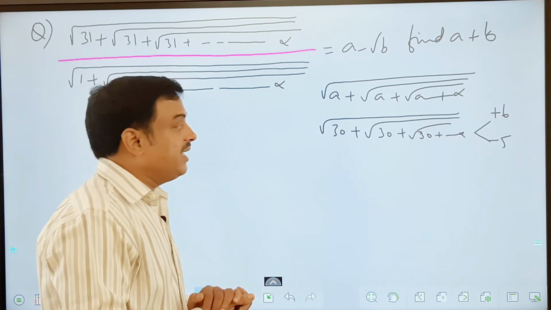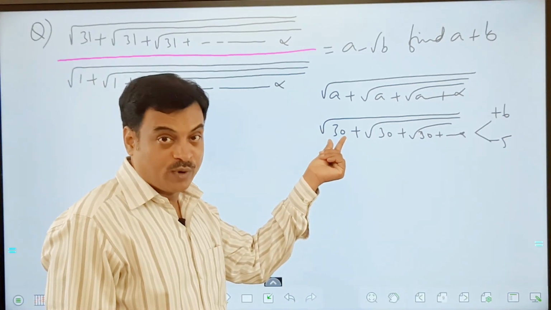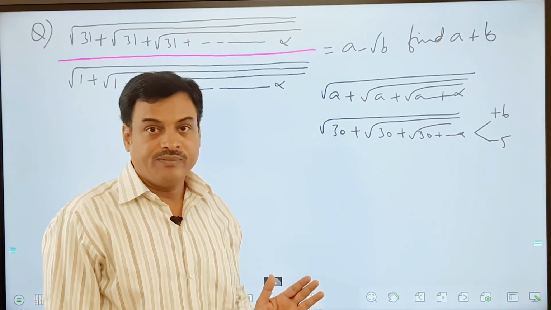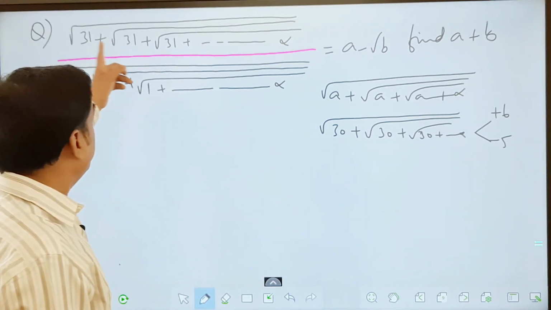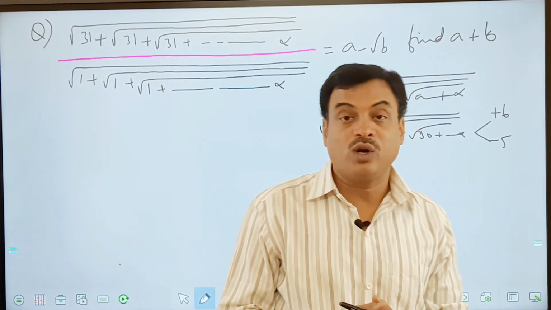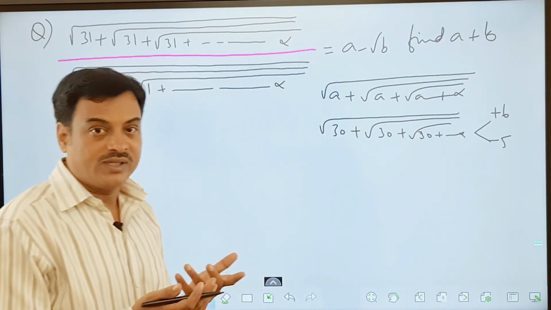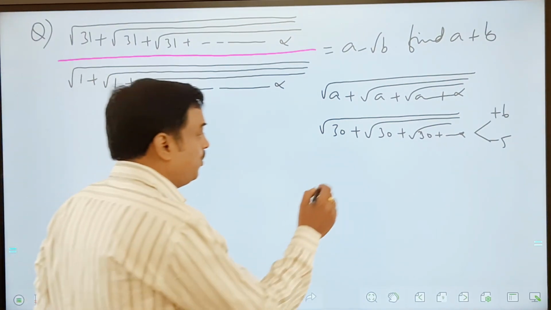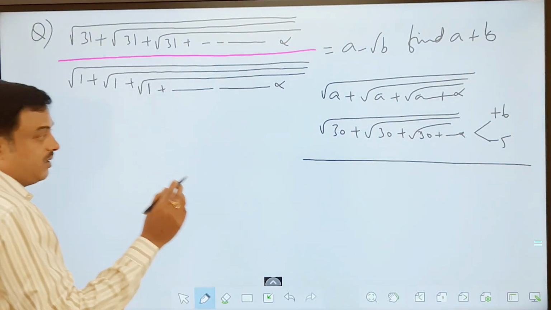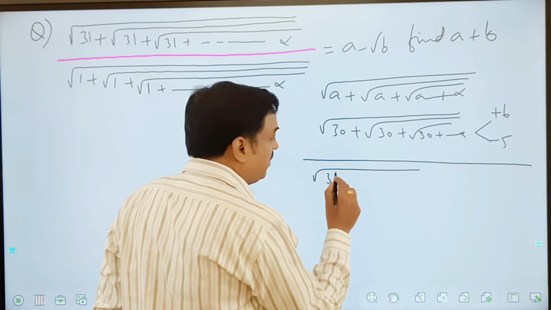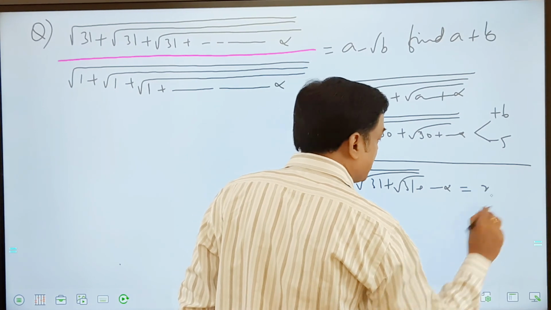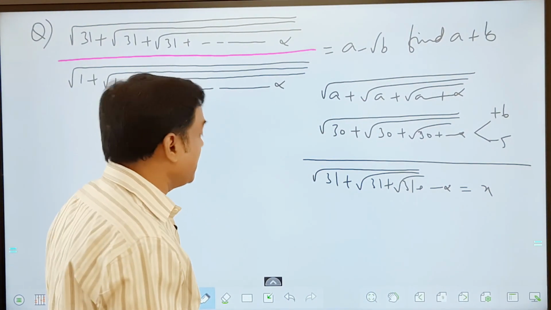Now the point is, if this number is a product of consecutive numbers like 6 into 5, the larger value is the answer that I gave you as a direct point. Now occasionally what happens, if the number given is not a product of 2 consecutive numbers, then what? Then in that case, my friend, the same question can be taken in the form of like this. See here, I'll do two steps here, then I will give you an idea. Root 31 plus root 31 plus root 31, so on up to infinity. I'll call it x, I'll take it as x, okay?